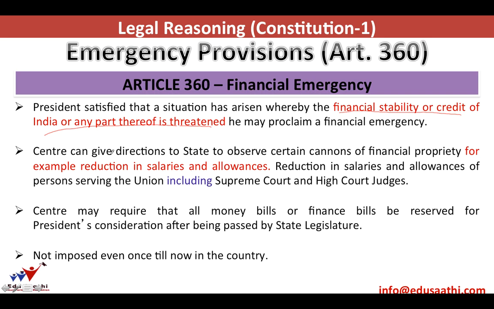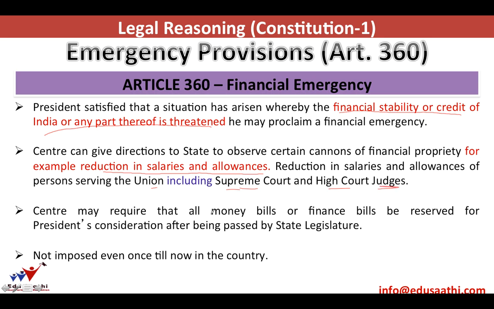Center can give directions to the state to observe certain canons of financial propriety. For example, reduction in salaries and allowances. So, center actually directs and gives the methods by which the state can come out of such financial emergency. For example, by reducing the salaries and allowances of the employees. Reduction in salaries and allowances of persons serving union, including Supreme Court and High Court judges. So basically the reduction in salaries and allowances is with relation to the government employees or the employees under the Supreme Court and High Court. So it also includes judges, as we say.